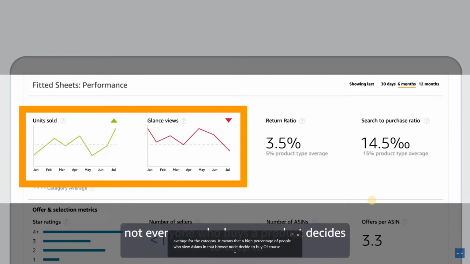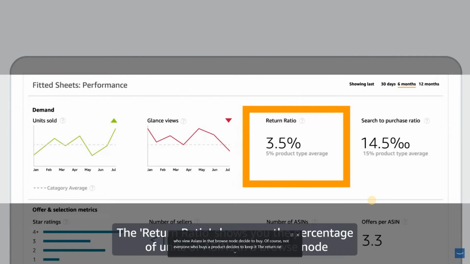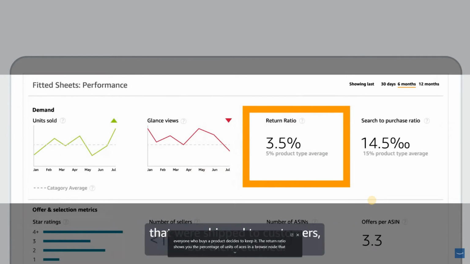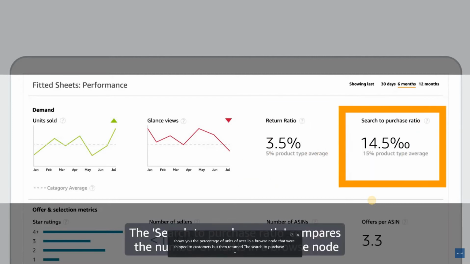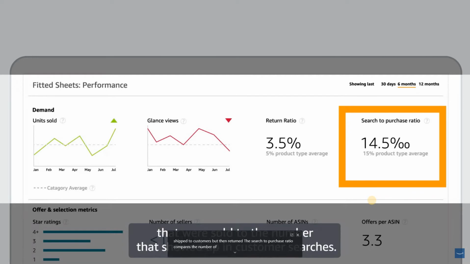Of course, not everyone who buys a product decides to keep it. The return ratio shows you the percentage of units of ASINs in a browse node that were shipped to customers but then returned. The search-to-purchase ratio compares the number of ASINs in a browse node that were sold to the number that showed up in customer searches. If this is high, then it means that more searches for that type of product result in a sale.